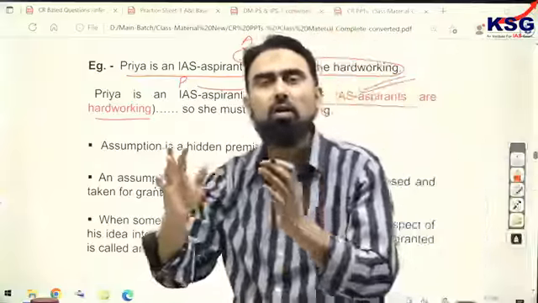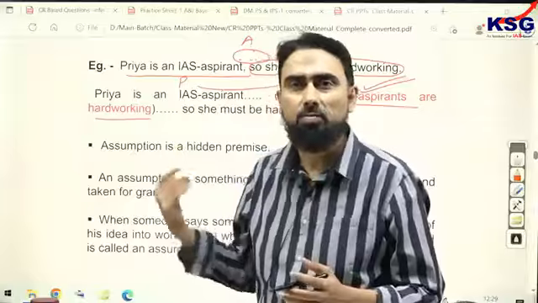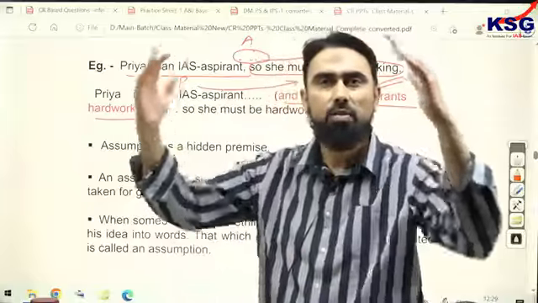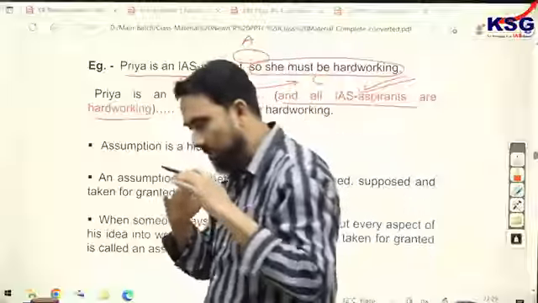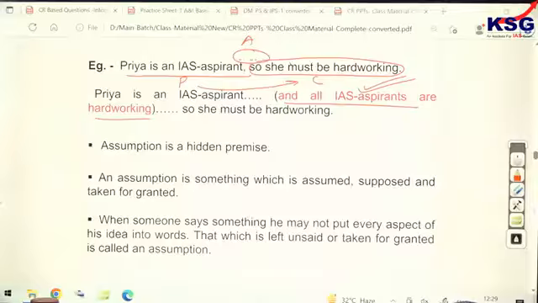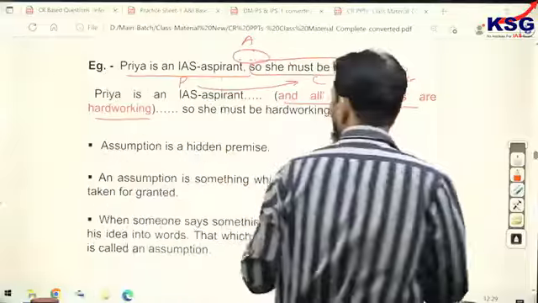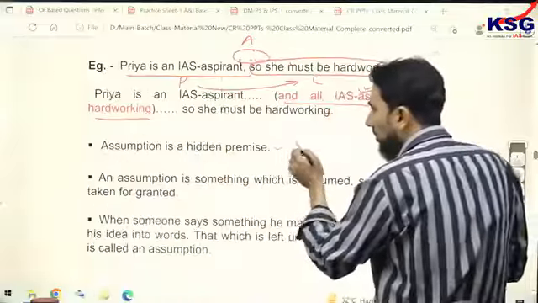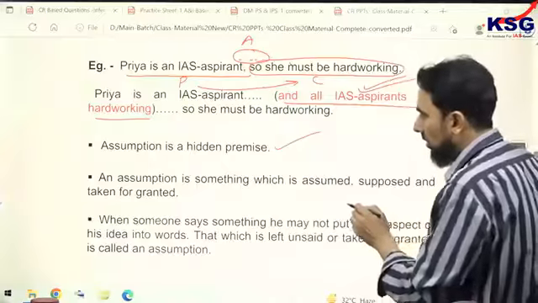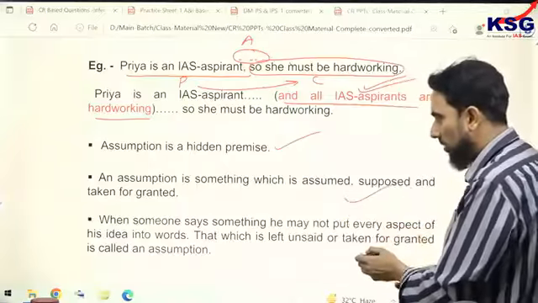It is just like the foundation of a building. The foundation is not seen, hence assumption is not written, but it gives the base to the building. If the argument is the building, then assumption is the foundation. I hope it is a little clear now. Now these are the definitions. Assumption is a hidden premise, something which is assumed, supposed, and taken for granted when someone says something.